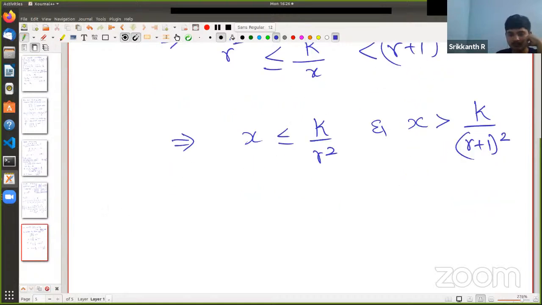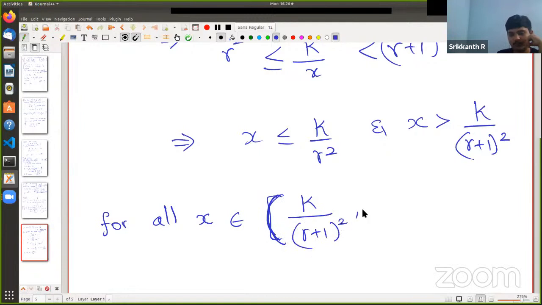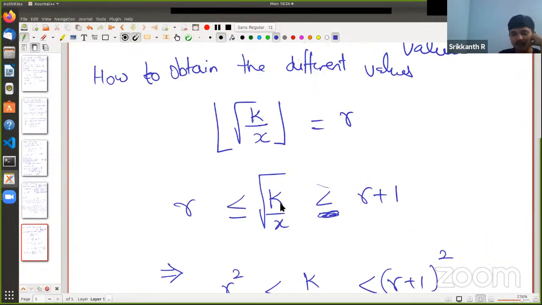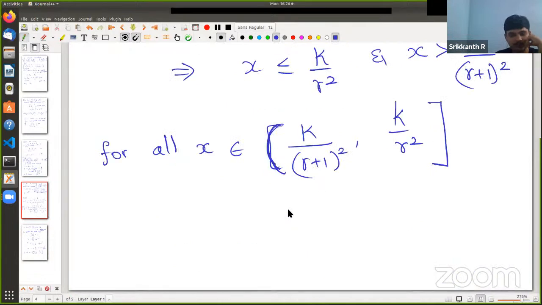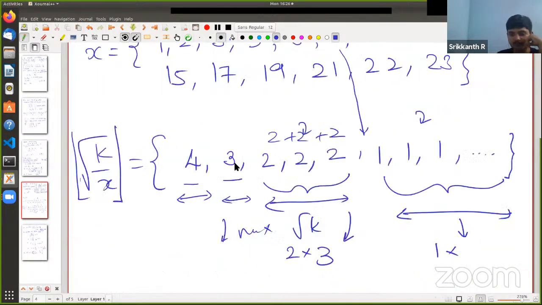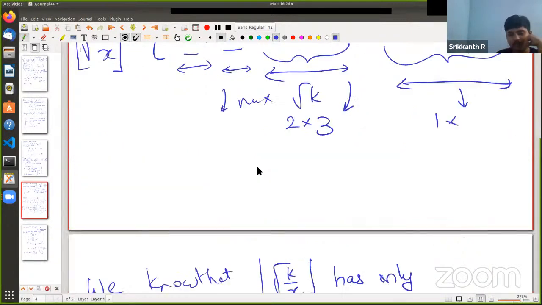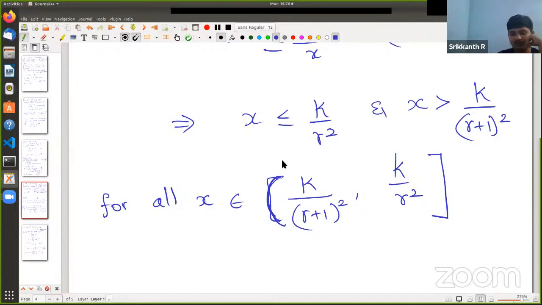So for all x belonging to this interval, from k by (r plus 1) squared to k by r squared, the square root of k by x will be the same and will be equal to r. So we can obtain these ranges for which the integer part of the square root of k by x takes the same values, by using this formula.